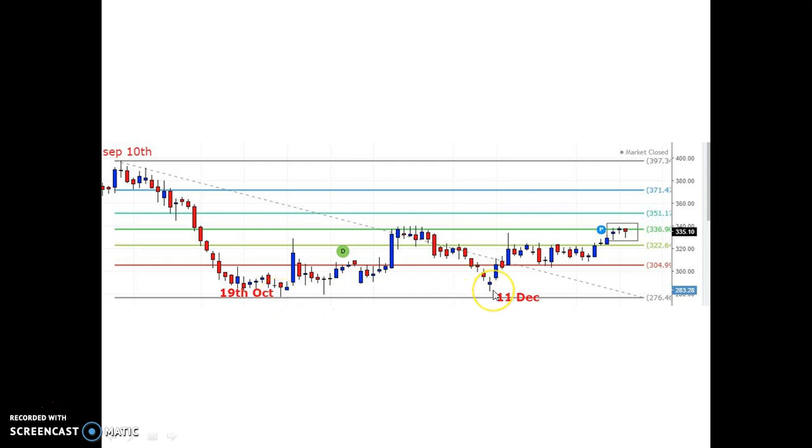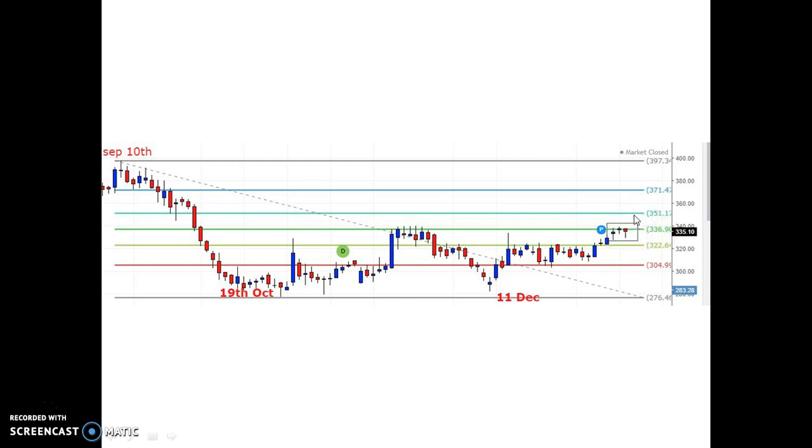It is not exactly the low of 276. It closed above and formed a spinning top kind of candlestick. From there, it moved to a swing high. From there, it is consolidating in the price range of 304 to 322.64 levels. Over the last 3 to 4 sessions it moved to 336. It is consolidating, anticipating a further move, and the resistance lies around there.